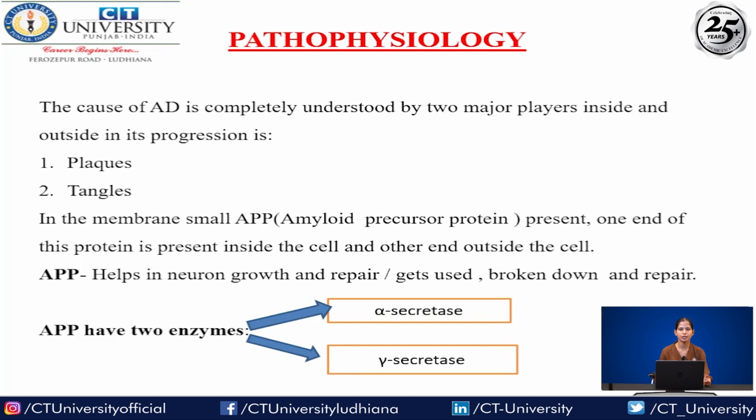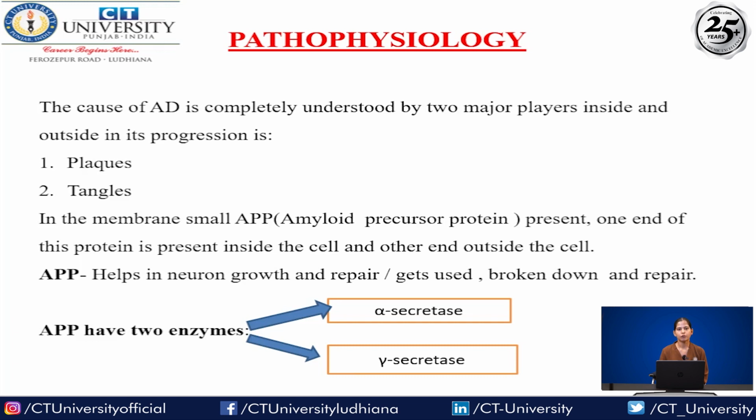In the brain there is a small protein called amyloid precursor protein. The amyloid precursor protein is present in the cell membrane. One end of the amyloid protein is present outside the cell and the other end is present inside. APP, the amyloid precursor protein, is helpful in neuron growth, repair and regeneration, and it gets used, broken down and then repaired again.